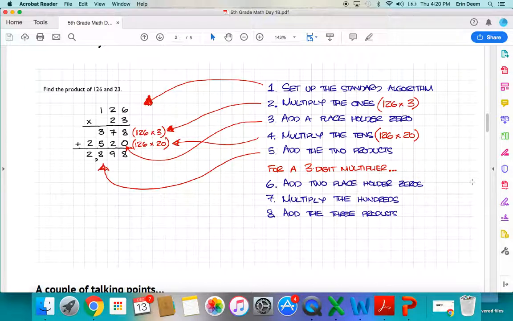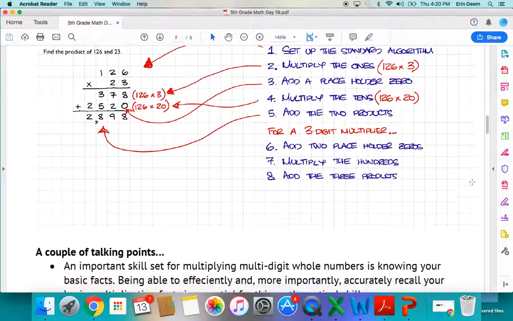3, add a placeholder 0. 4, multiply the tens, 126 times 20. 5, add the two products. For a 3-digit multiplier, 6, add two placeholder zeros. 7, multiply the hundreds. 8, add the three products.